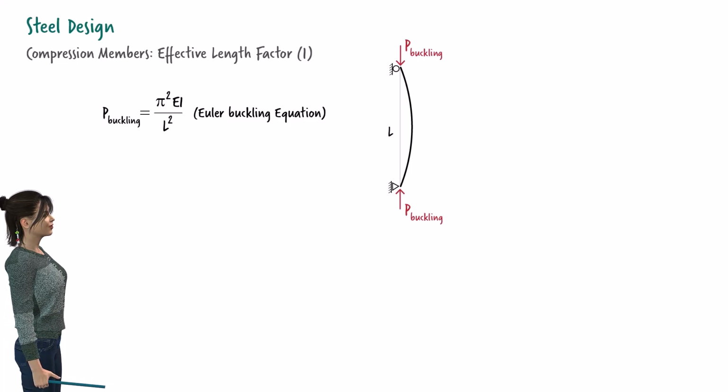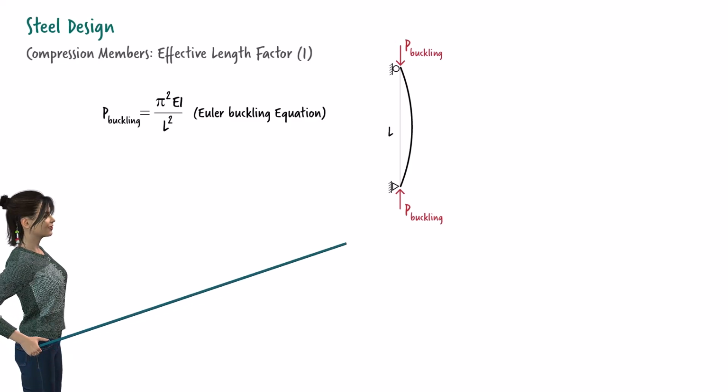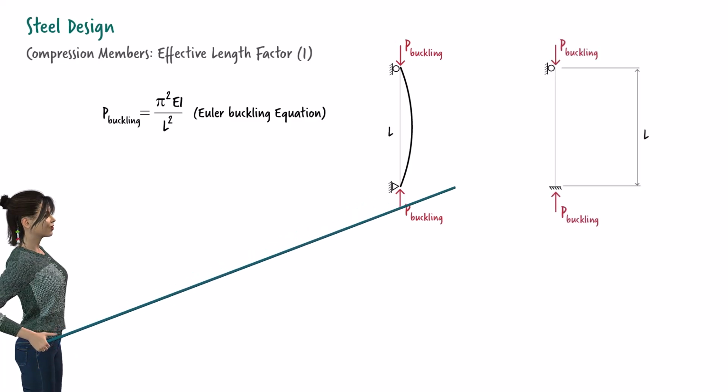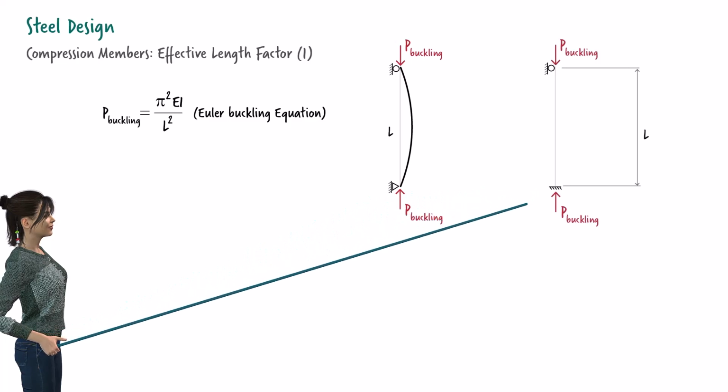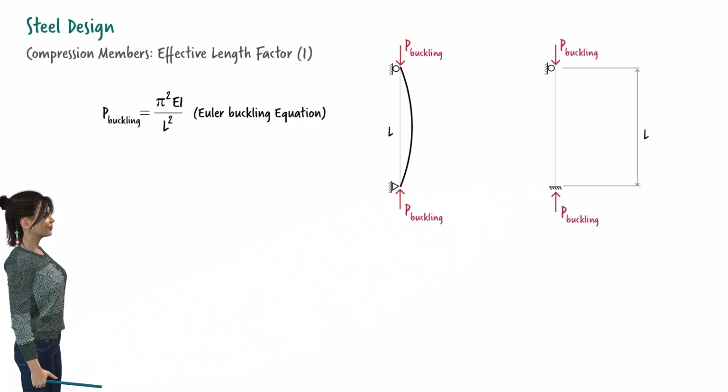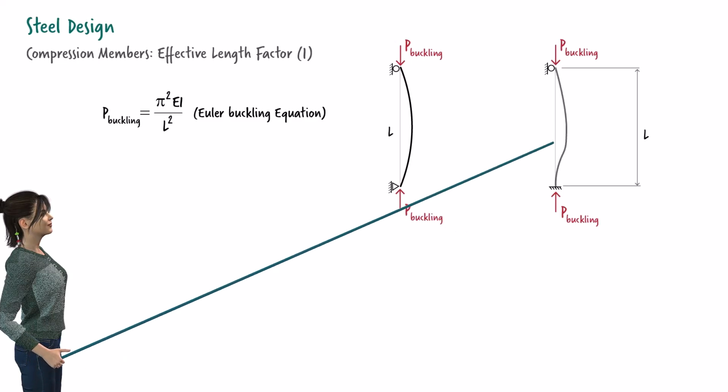But what if the member is subjected to different boundary conditions? In this lecture, we examine the impact of various boundary conditions on the compressive strength of columns. Suppose we replace this pin support with a fixed support. How does this change affect the buckled shape of the column? Since buckling is a lateral member deflection, we can conclude that the buckled column takes this shape.